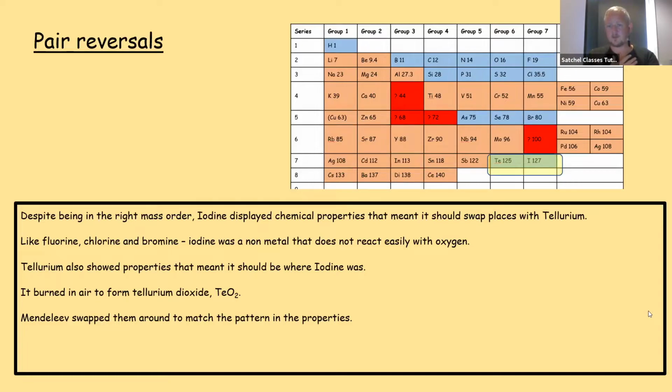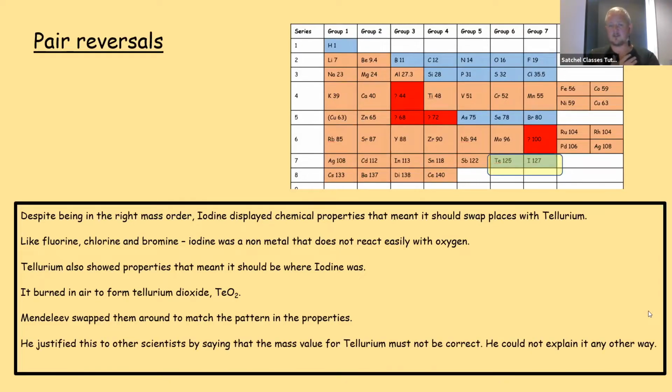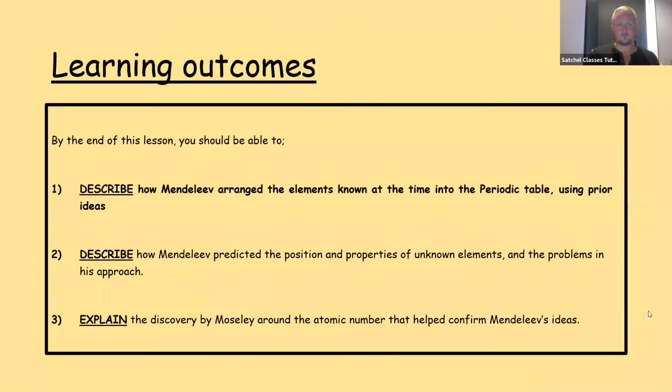So this was the new table. He justified this later on to other scientists by saying that actually the mass value for tellurium must not be correct at the time. He couldn't explain it any other way, because if the mass value was adjusted so that tellurium was lower than iodine, this fit perfectly. So that was how Mendeleev predicted the position and properties of unknown elements, and the main problem in his approach, the problem of the pair reversal for iodine and tellurium.